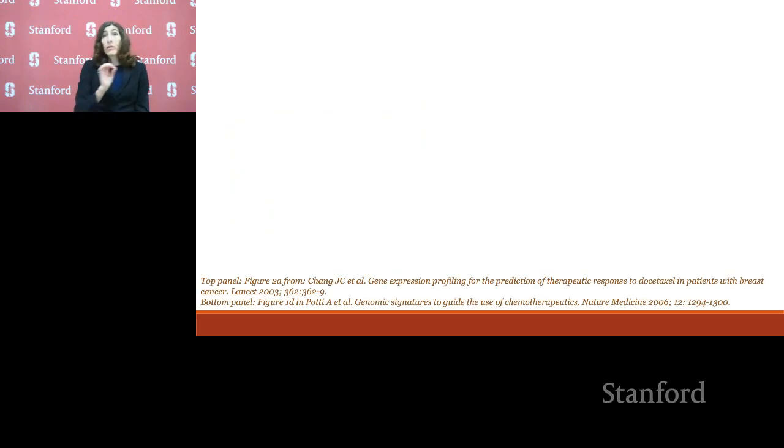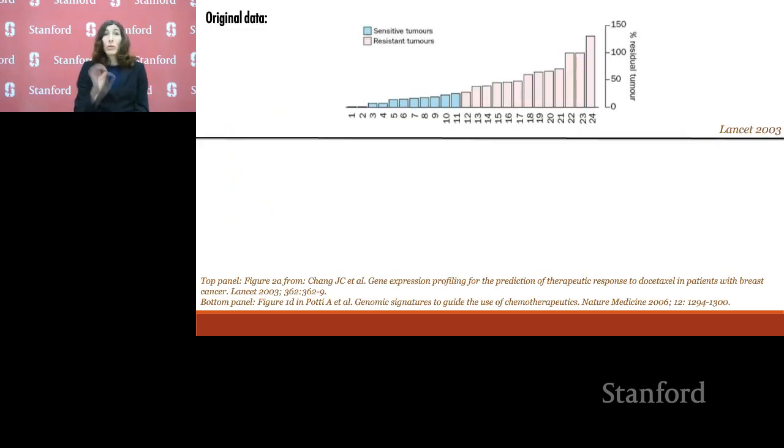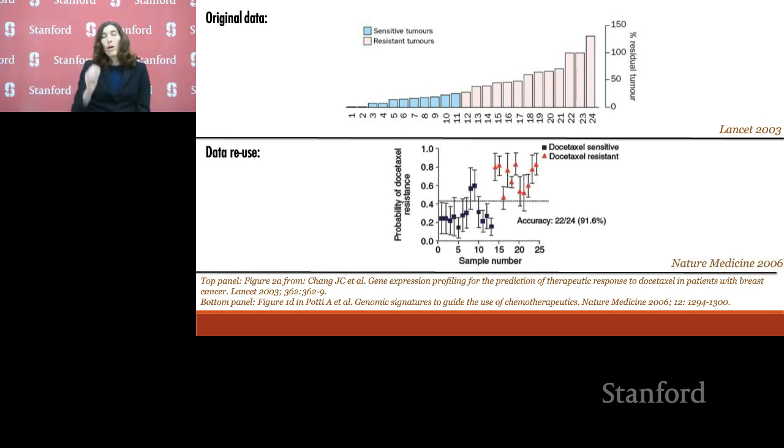So this method is based on publicly available data. Some of the original data were published in The Lancet in 2003. And what you're looking at here are breast cancer cell lines. The blue cell lines are sensitive to the chemotherapy drug doxycycline, whereas the red cell lines are resistant to the drug. The authors of the Nature Medicine paper used the exact same data, and they claimed that they had come up with a genetic signature that could separate the resistant cells from the sensitive ones.